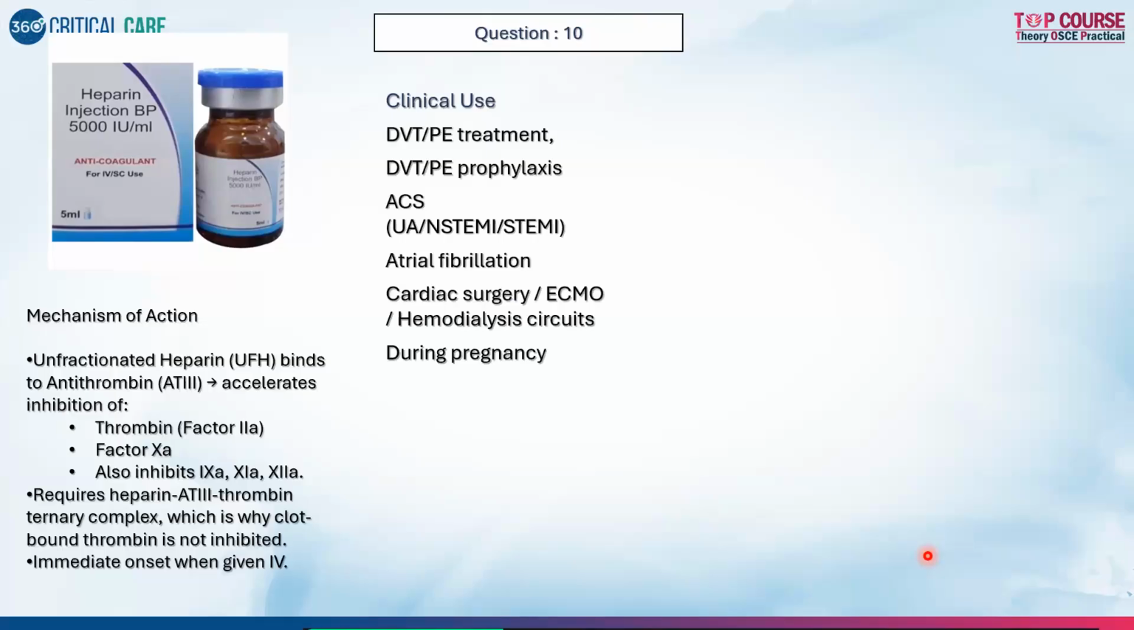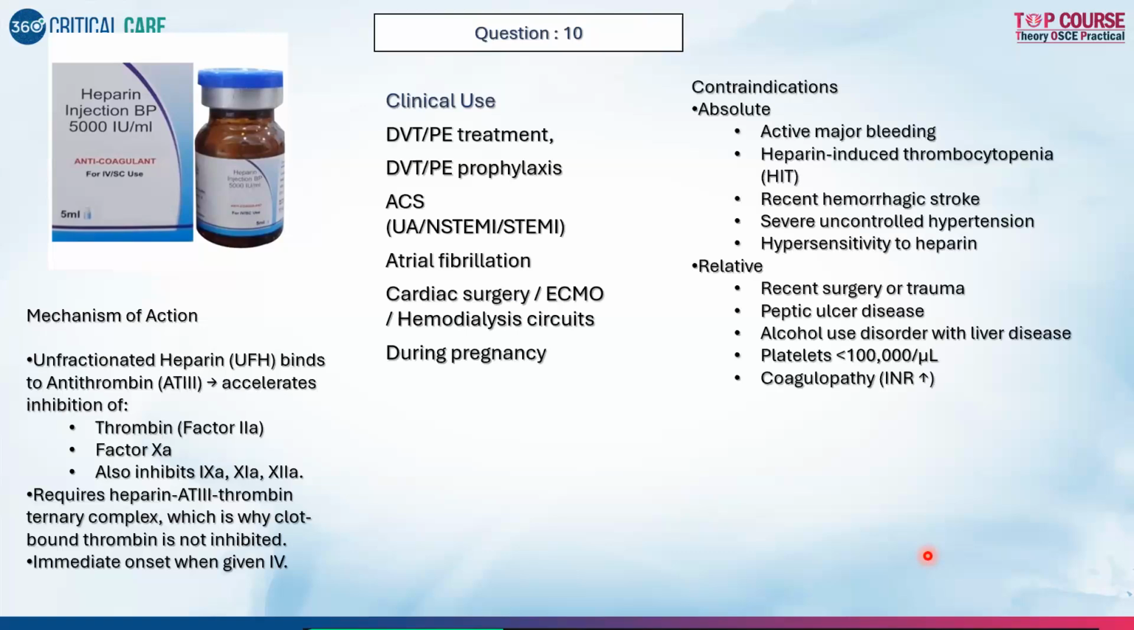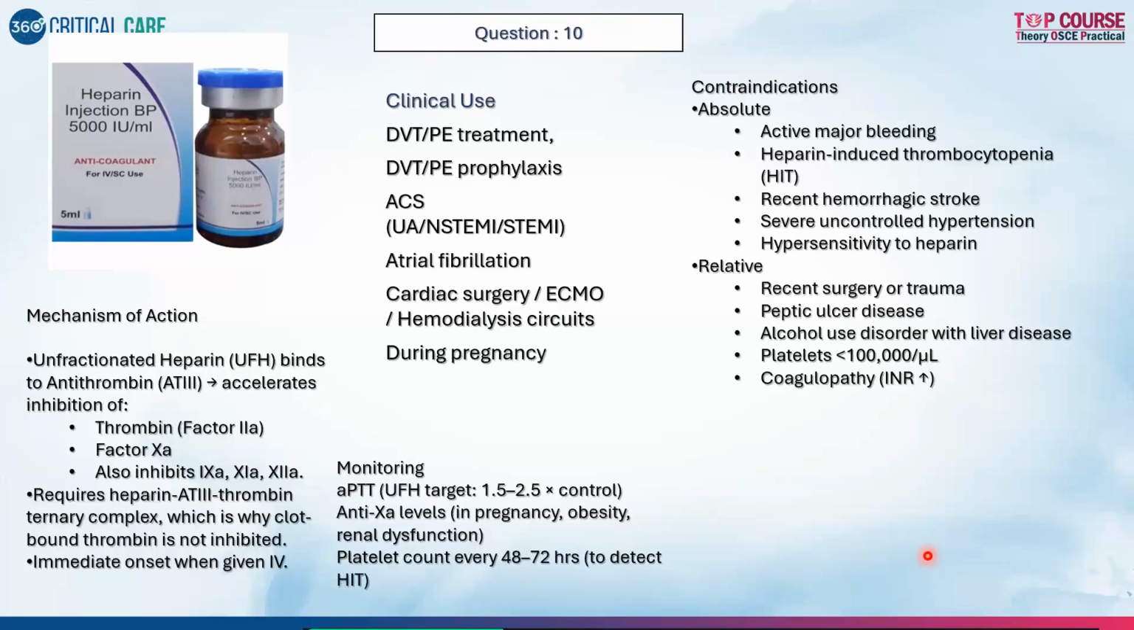Clinical use, as in case of DVT, pulmonary embolism, treatment as well as prophylaxis, ACS. Sometimes you might be asked the dosing of each one of them, so please know that. Atrial fibrillation and during pregnancy. Contraindications, any bleeding parameters, it is contraindicated.